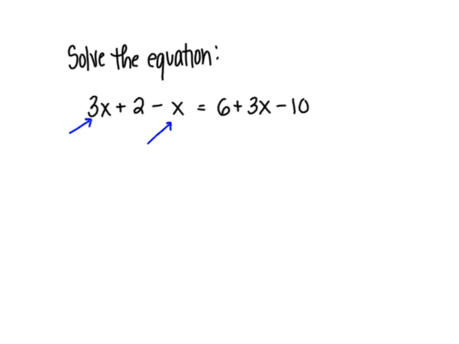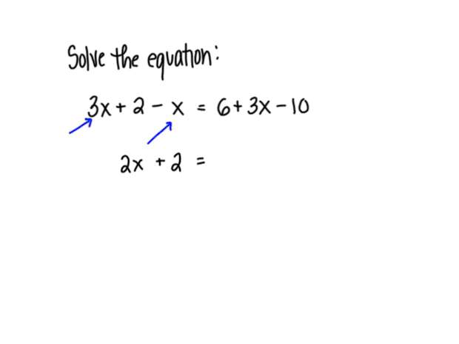Those two are same signs. So all I say is 3x minus x would give me a 2x on that side. The constant 2 I'll just bring down. They were on the same side, so I didn't change any signs. All I did was combine like terms.